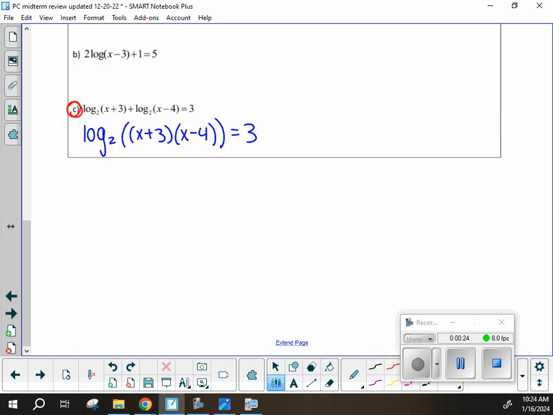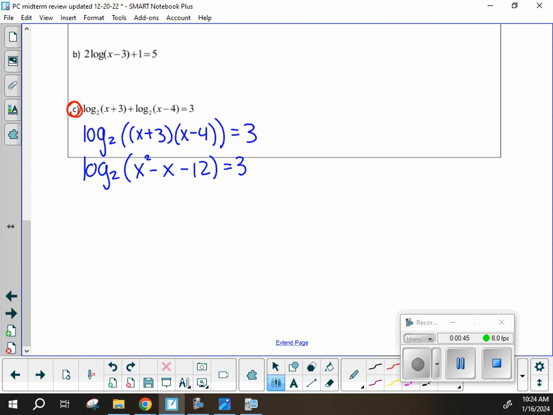Okay, that requires some FOILing. So let's FOIL in the middle here. I'm going to jump to what that would look like. That would be an x squared minus 4x plus 3x. So x squared minus x, and then minus 12 equals 3. Now I'm down to a single log. There's nothing else around the outside of it to get rid of.